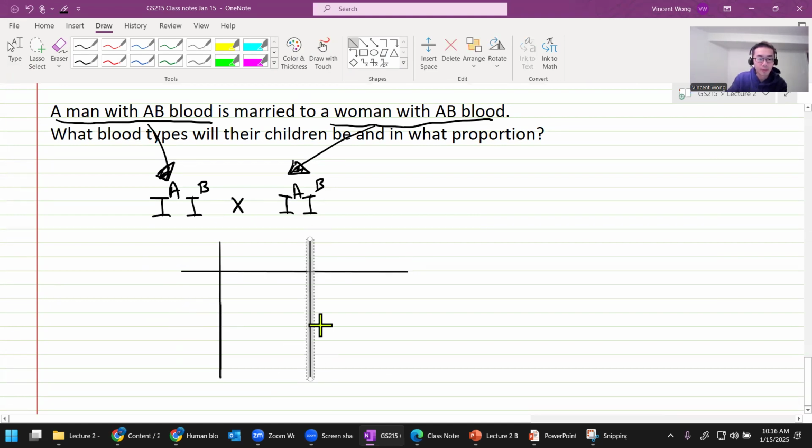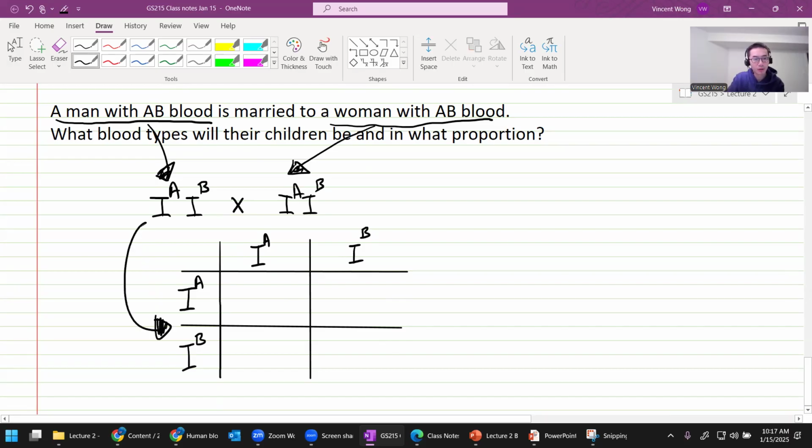Okay, so you remember Punnett square, I hope. Doesn't matter where you put the men and where you put the woman. It's not gonna change the result. So the men, like I said, 50% of the sperm will carry the IA allele, the other half will carry the IB. For the woman, half the eggs will carry the IA, the other half will carry the IB. Okay, just gonna put an arrow here to show you. Again, doesn't matter where you put the men or the woman.